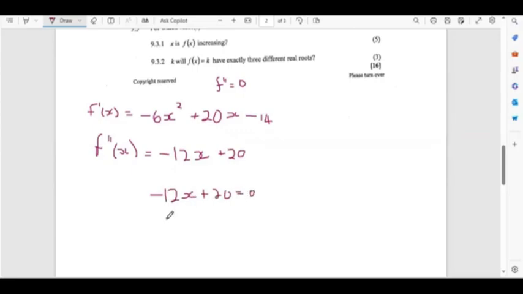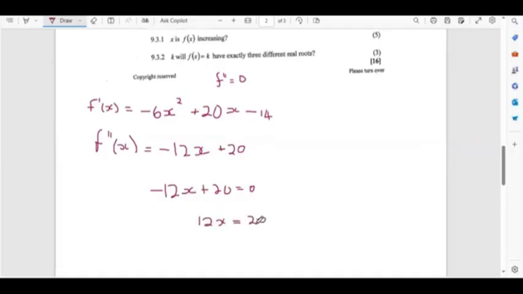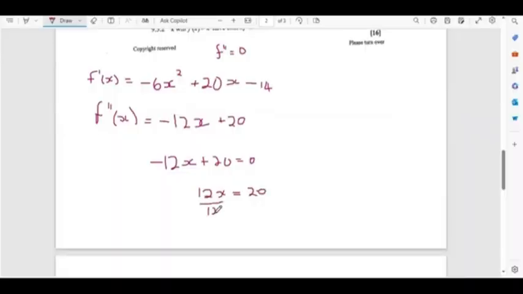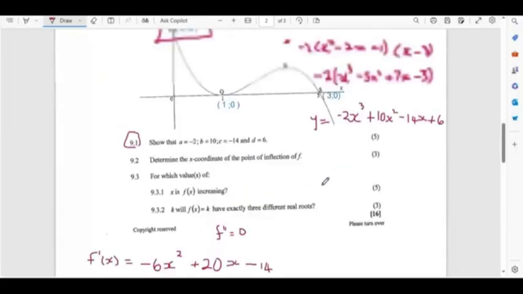Now, after, we need to solve for x, right? So first, I'm going to take this 12 to the other side, so it's going to be positive 12x equals 20. Then I'm going to divide both sides by 12 so that these two can cancel out one another. And our value of x is going to be 20 over 12. Now, simplifying further, your x coordinate of your point of inflection is equal to 5 over 3.